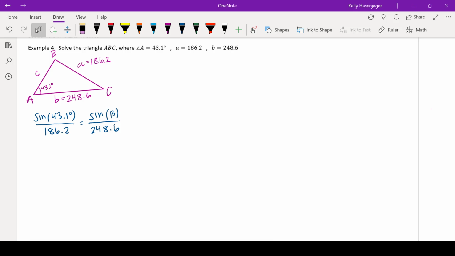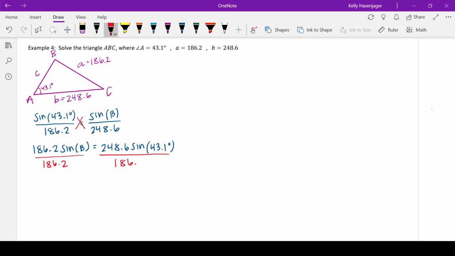Let's go ahead and cross multiply. And I always tend to write our unknown on the left-hand side, but it really doesn't matter. So once I cross multiply, I'm still trying to solve for angle B, so I'm going to divide both sides by 186.2. That'll leave us with sine of B, and then everything on that right-hand side we can plug into our calculators. We want to make sure our calculator is in degree mode. Once we do plug that in, we should get 0.9122.